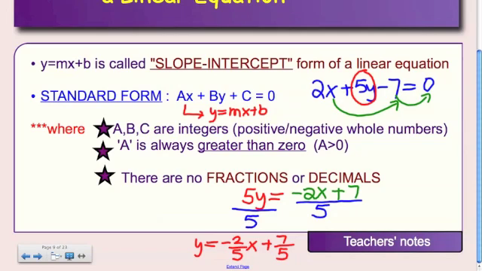Okay? So whenever you are given an equation in standard form, you need to convert it back into y is equal to mx plus b form, point slope form, by using simple algebra. Okay? Keep that in mind.